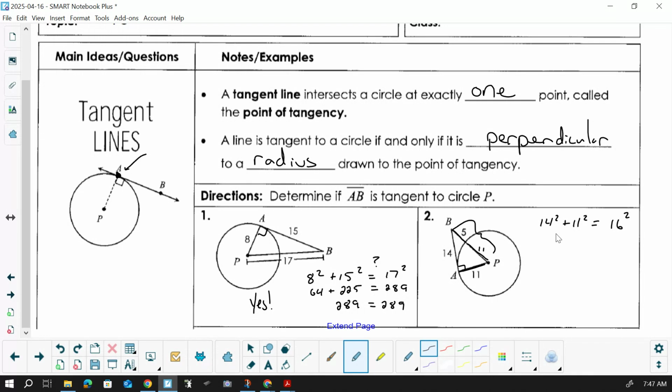So 14 squared is 196. 11 squared is 121. 16 squared is 256. 196 plus 121 is 317. That does not equal 256. So the answer is no.